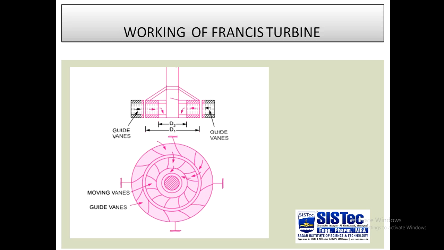So in Francis turbine, generally the following arrangement is used. The top diagram has two parts. The upper part of the diagram shows the sectional elevation of the turbine. In this, D1 is the outer diameter and D2 is the inner diameter. The black portion is the guide vanes and the red portion are the moving vanes. The plan is shown in the lower part.